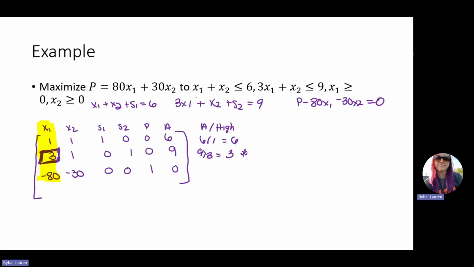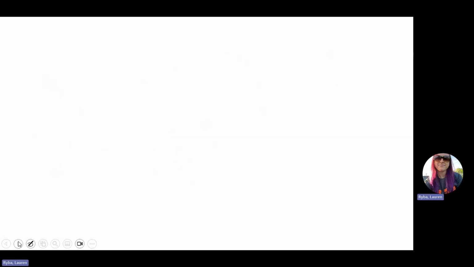So to get a 1, you multiply or divide your row. So we're going to divide by 3. So I'm going to take row 2 divided by 3. I'm not going to touch the other rows. So that was 1, 1, 1, 0, 0, 6. Negative 80, negative 30, 0, 0, 1, 0.